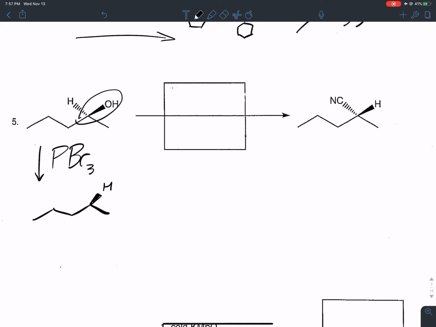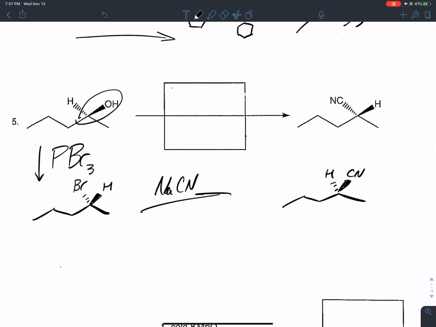you'd end up with your hydrogen on the wedge, bromine on the dash. So now this is good for SN2. But if you did SN2 here, what would you get? It would invert. Yeah, it would invert. So say you used NaCN on this. You would end up with the cyanide on the wedge. Hydrogen on the dash. Is that the product we need? No. Yeah. So you should be able to think that far.